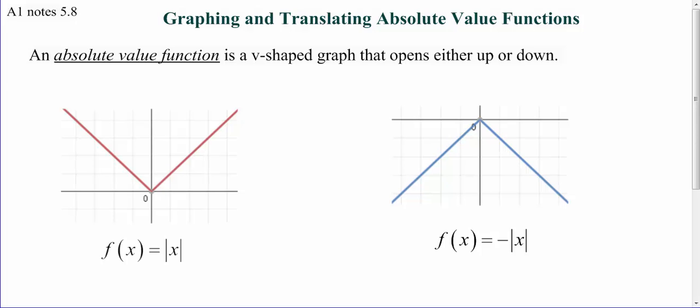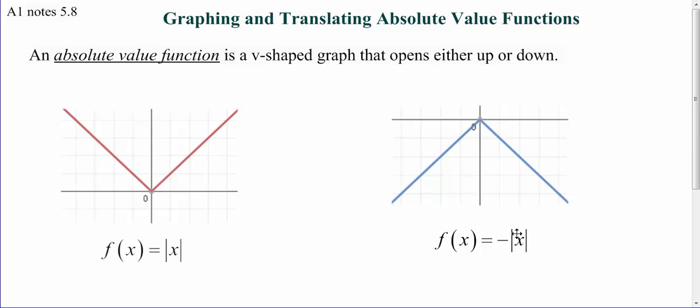All right. An absolute value function is a V-shaped graph that opens either up or down. We've talked earlier about how you evaluate absolute values. We haven't graphed them before, but the graphs look like this. Essentially, they turn around because once you hit negative values, you start to just change them to positives, and so it just bounces right back up.